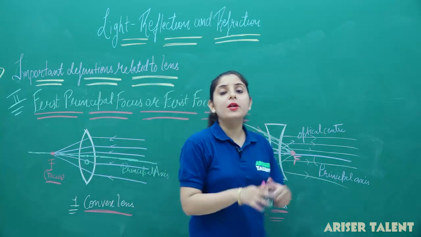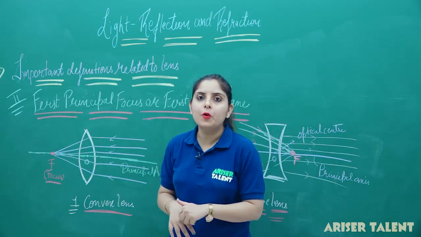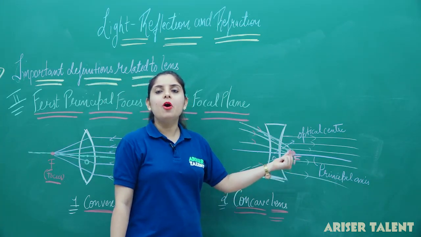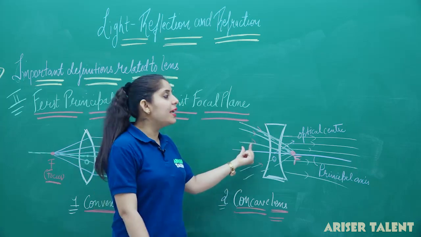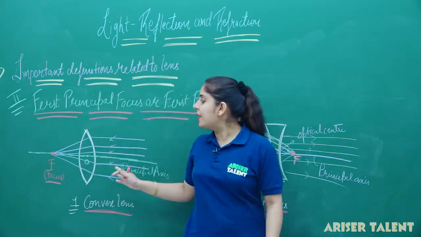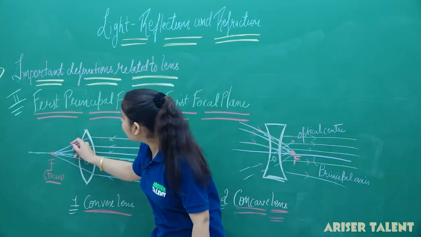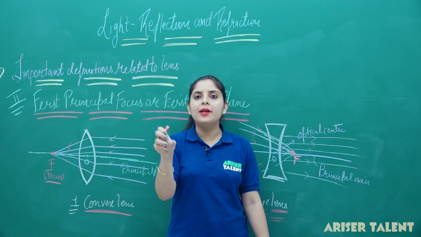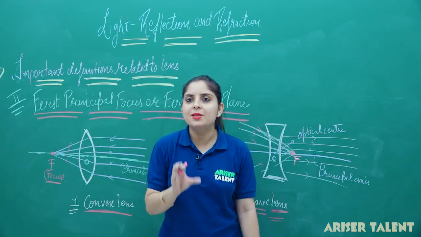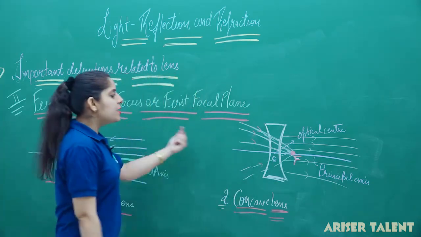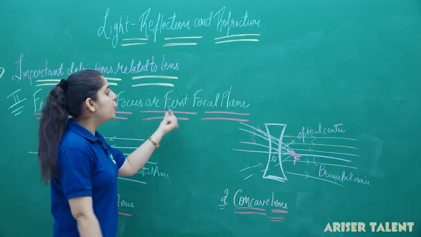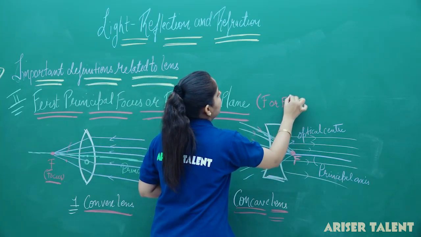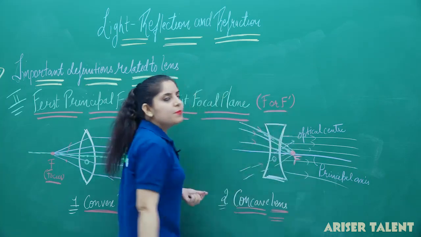So, in case of the concave lens, we have seen that the light rays will not converge, but they appear to converge at a point. So, it means they will always give you a virtual focus in case of the concave lens. And you can see that in a convex lens, the light rays are going to converge at a point. So, if light rays converge at a point, that point will be known as your principal focus. Now, this is our first principal focus in both the cases, and we can denote the first principal focus by F or F dash.